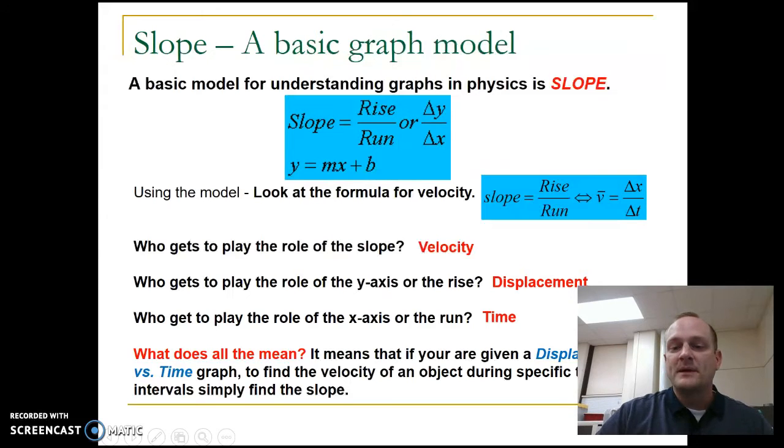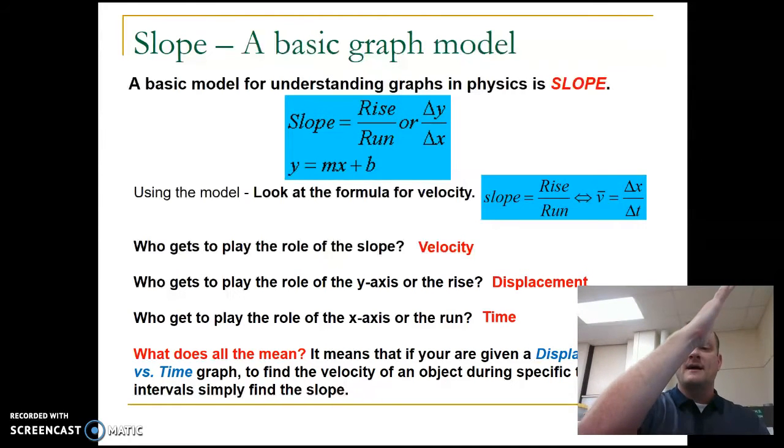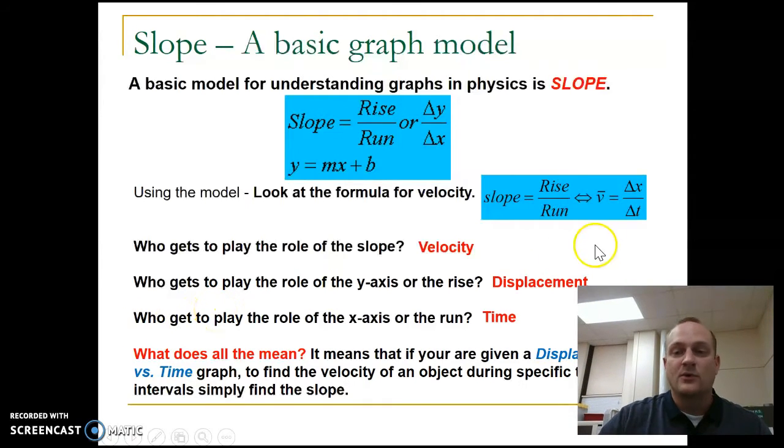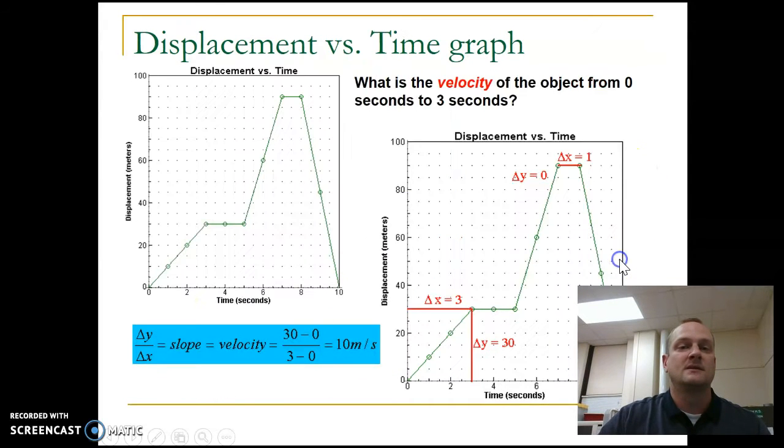So what does all that mean? Well, it means that if you're given a displacement versus time graph, where displacement is on the y-axis and time is on the x-axis, to find the velocity of the object during a specific time interval, all we need to do is find the slope. Slope is the rate of change of something. How steep a line is on a graph is how quickly it's changing. So the steeper it is, the faster that graph is changing. And the rate of change of displacement is velocity.